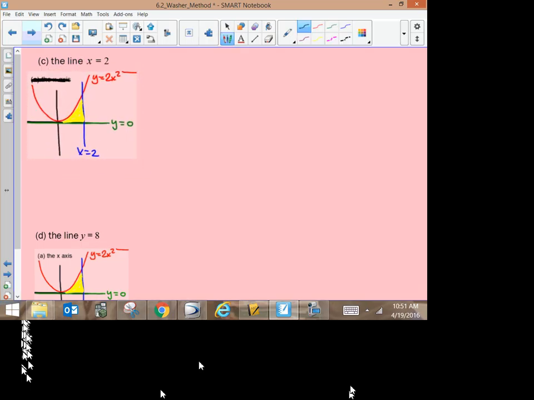All right, let's try the same thing, except now we're going to do about x equals 2. All right. X equals 2 is right here. We're going this way. All right, so I'm going to be perpendicular to it. All right. You've got to decide: disk or washer? Which do you think, Brooke? Disk. Why is that?